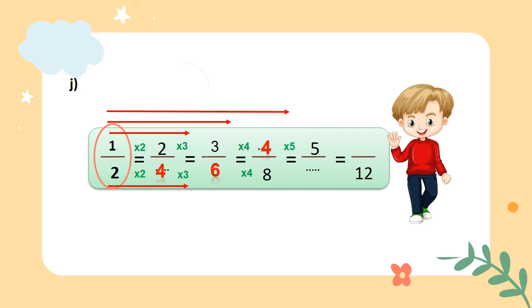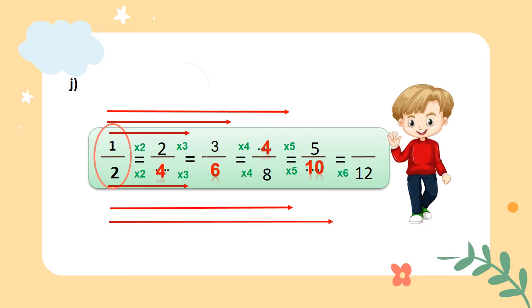Okay, the last fraction, ignore all the fractions between. Focus on 1 over 2 and what over 12. 2 by what gives you 12? 2 by 6. So I have to multiply 1 by 6 to get the missing number. 1 by 6 gives me 6. And this is our lesson today.